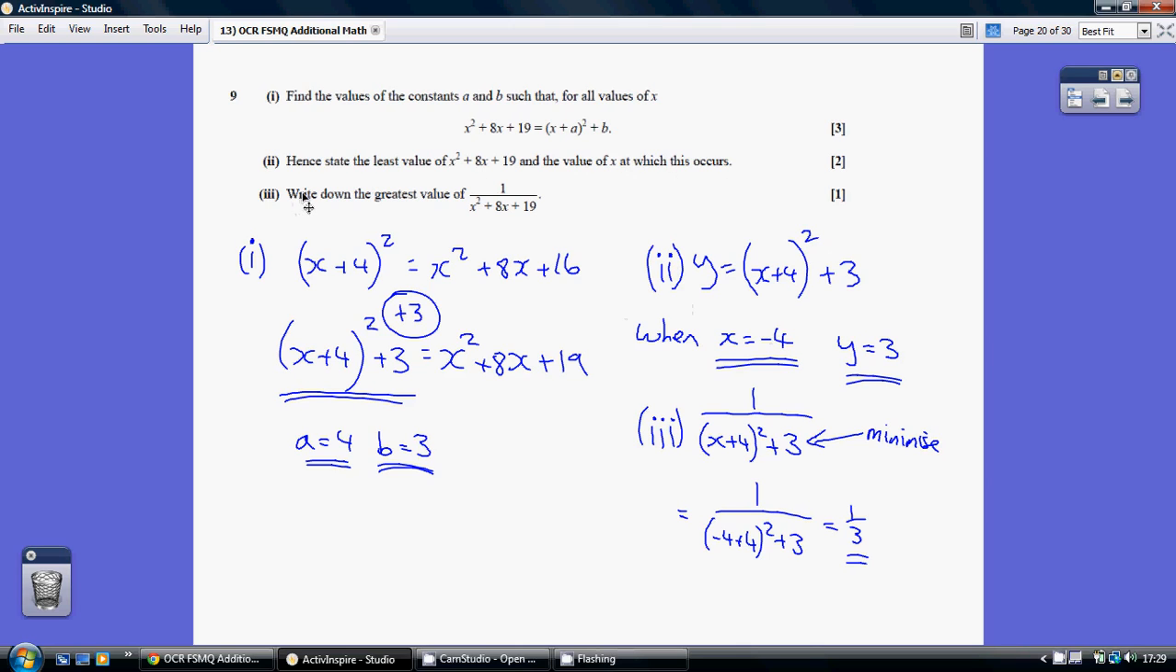Now for part 3, we're just putting 1 over all this work we've just done. So 1 over this completed square. So again, if we're going to try and find the greatest value of this whole thing, we need to minimize the denominator. So again, x is minus 4. This first term is therefore 0, so we've got 1 over 3, which is a third. So we've minimized the denominator to maximize the whole thing.